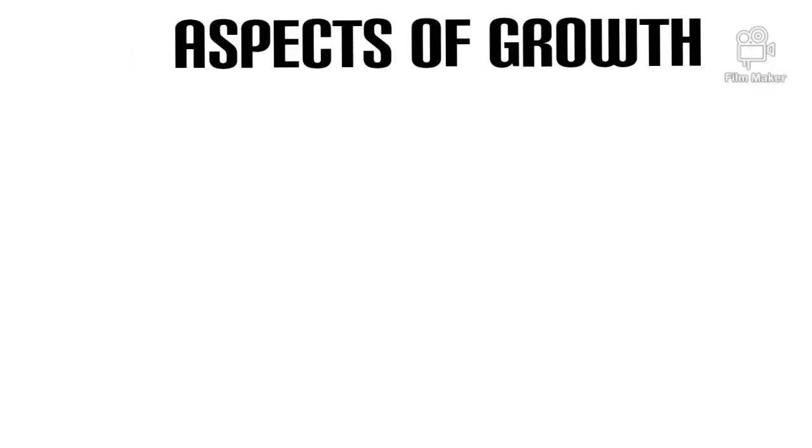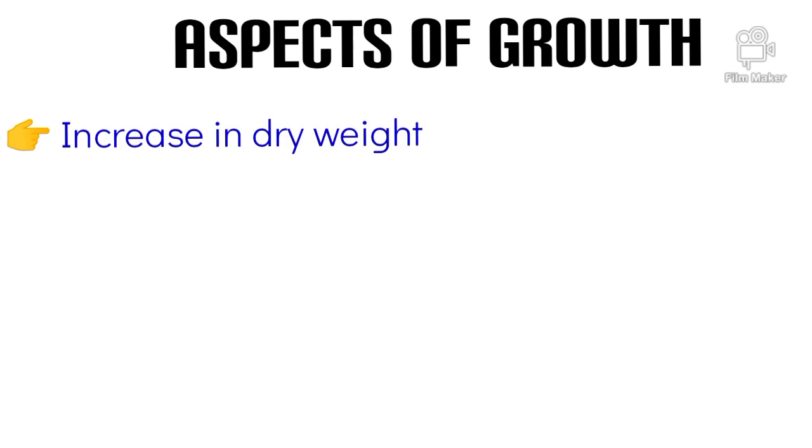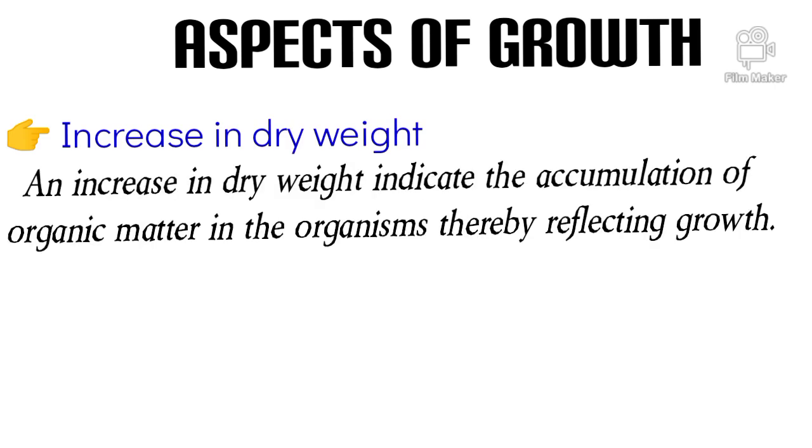Let's go further by looking at the different aspects of growth. The first aspect of growth is increase in dry weight. Dry weight refers to the mass of a plant or an organism after all water has been removed. An increase in dry weight indicates the accumulation of organic matter and other solids within the organism, thereby reflecting growth.